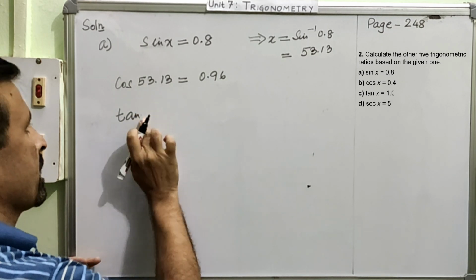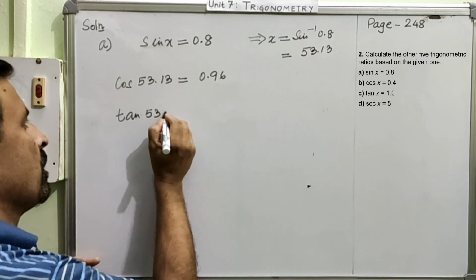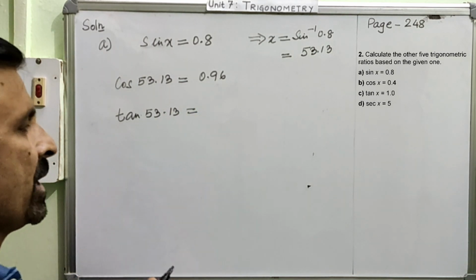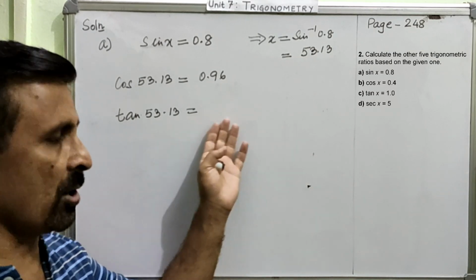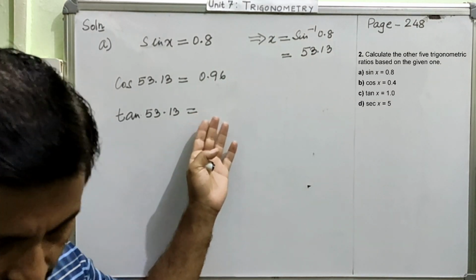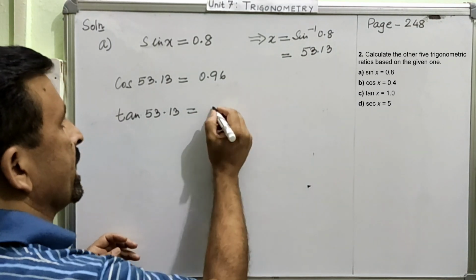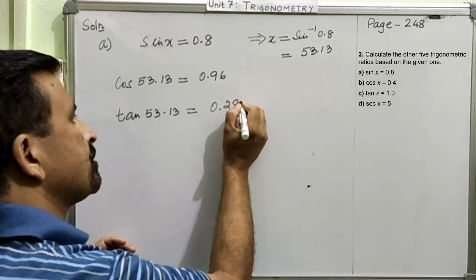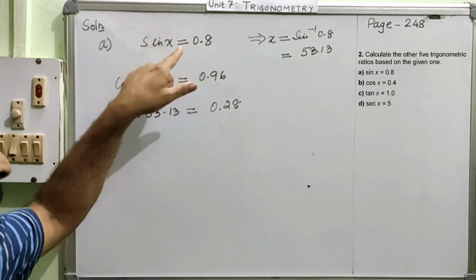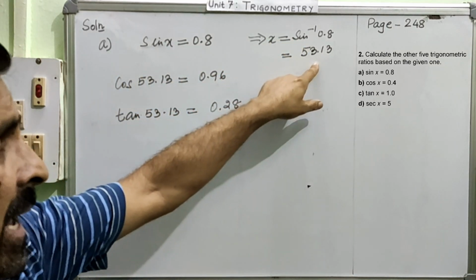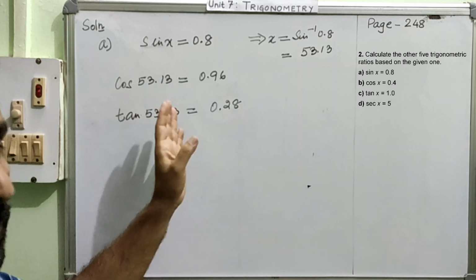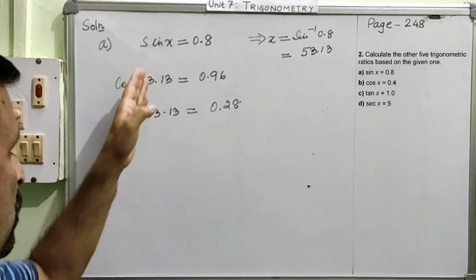Tan for this angle, 53.13. So again use the calculator, type tan 53.13 and then enter, you will get the solution. So the value of tan at 53.13 is equal to 0.28. Is this very clear? So one value was given to you. With the help of this, you calculated the measurement of the angle, and that angle now you are using in all the trigonometrical ratios, and you are finding the value of the other 5 trigonometrical ratios. Is this okay? So 2 I calculated.